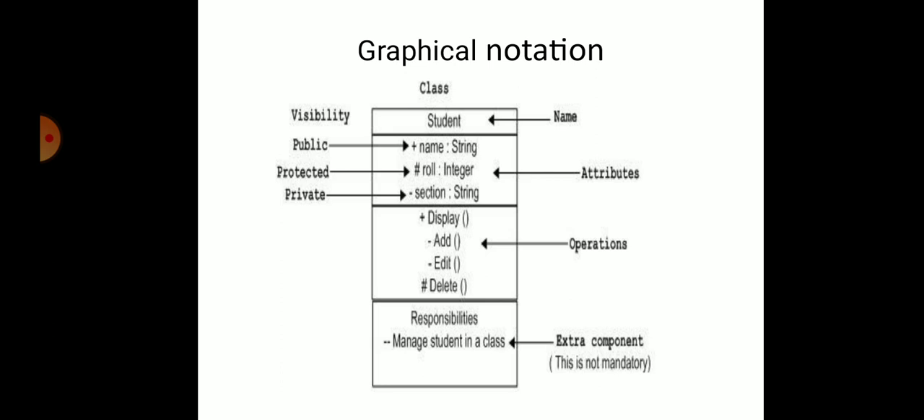The most important thing is that they have visibility. There are 3 types of visibility: public, protected and private. Public is denoted by a plus sign, protected is denoted by a hash sign, private is denoted by a minus sign. Next, operation. On a class, we perform operations. The list of operations is displayed here. Student has a number of operations like display, add, edit or delete. We can add any new student, edit any old student's details or delete any student.